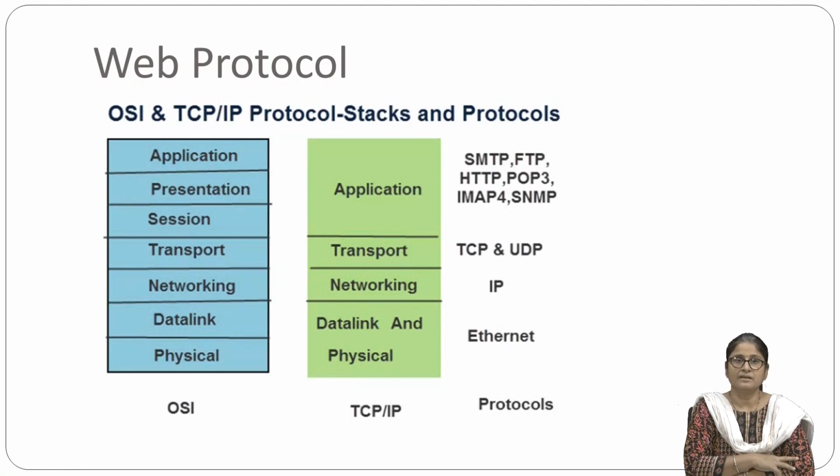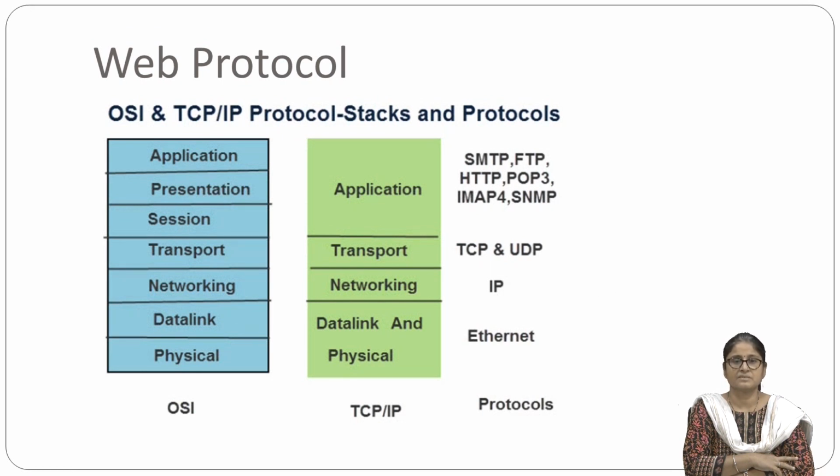Now let us look at the web protocol. Which kinds of protocols are being used in internet communication? Basically, we are aware of the OSI architecture, right? In OSI architecture, it has 7 layers, right? So it makes use of these 7 layers for successful communication over the internet. These 7 layers are physical layer, data link layer, networking layer, transport layer, session layer, presentation layer, and application layer. Apart from this, it also uses the TCP/IP protocol layers, right?